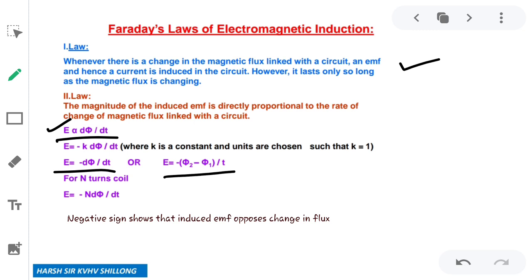If there are n turns in the coil in which current or EMF is induced, it is minus n d phi by dt. Now what does the minus sign show? It's a very important point here. My negative sign shows that the induced EMF opposes the change in flux. You might have observed in experiment 1, north and north were formed when it was taken closer. So obviously the induced EMF opposes the changing flux. It's not allowing it to come closer, it is repelling it.